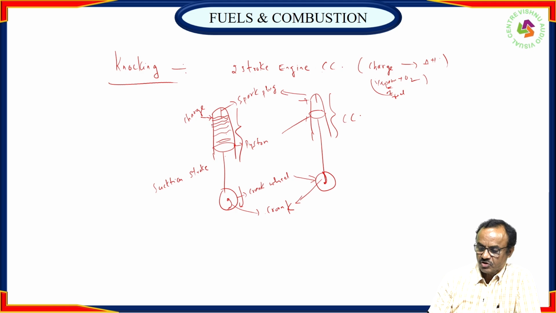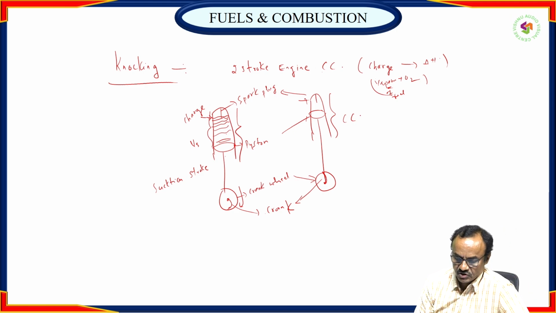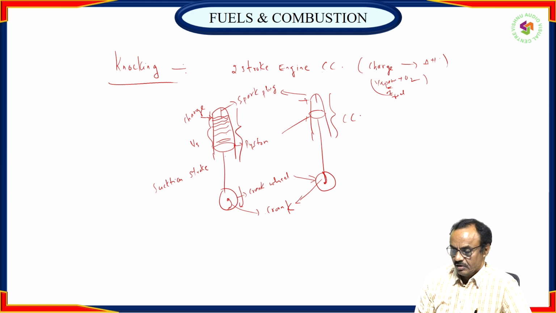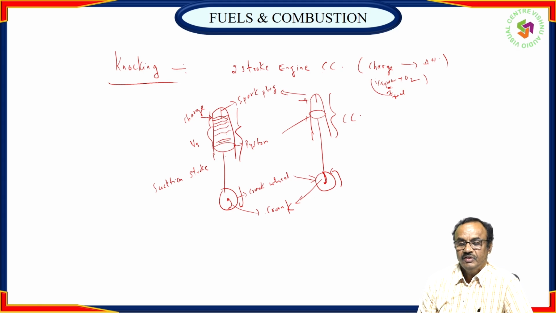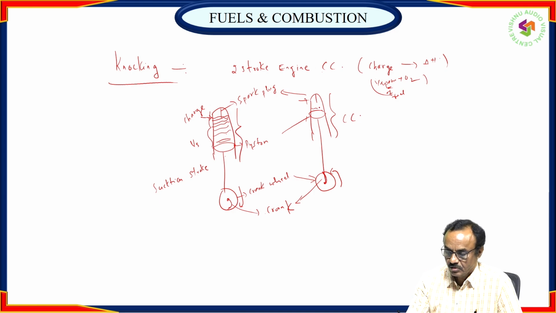The volume of the charge at the end of the suction stroke is represented by Vs. Next, when the crank wheel rotates anti-clockwise, the piston moves upwards. When it moves upwards, it compresses the charge inside.